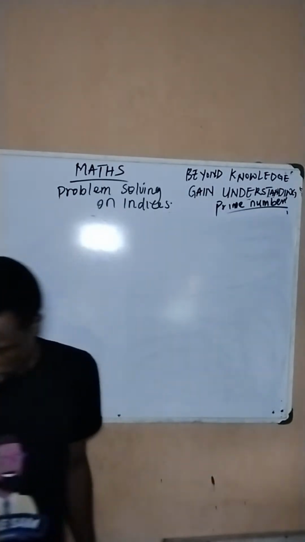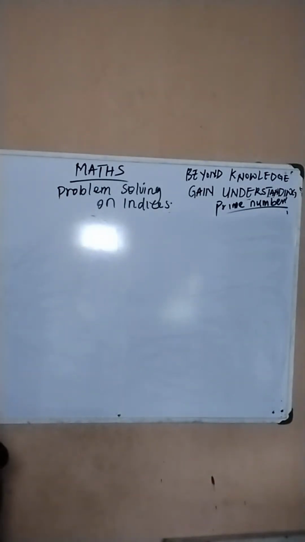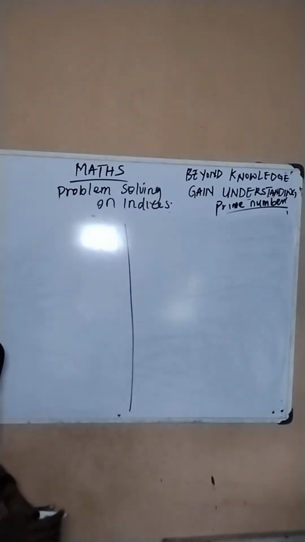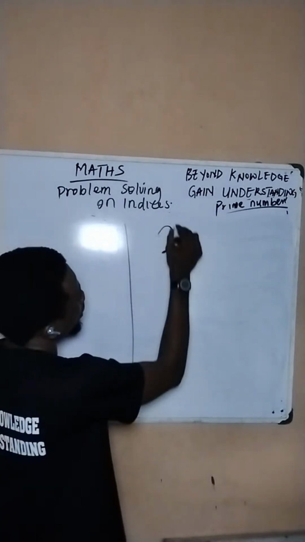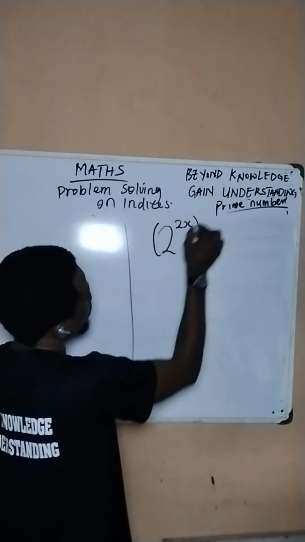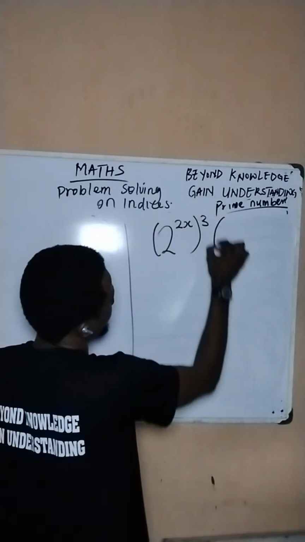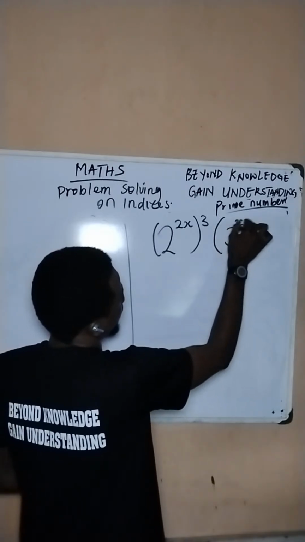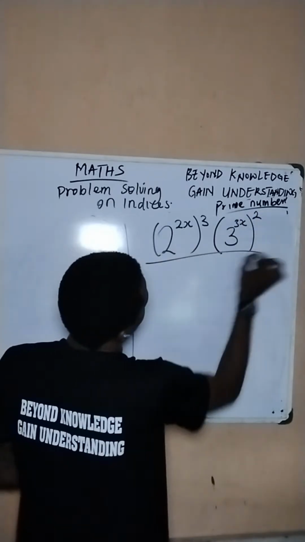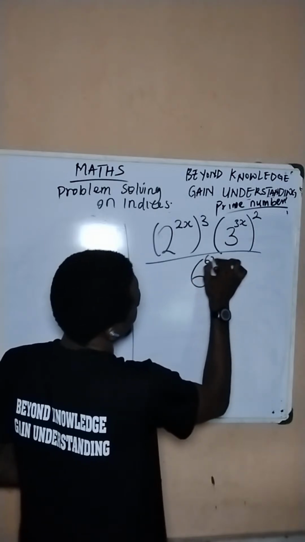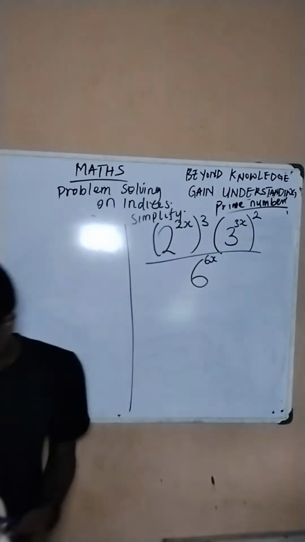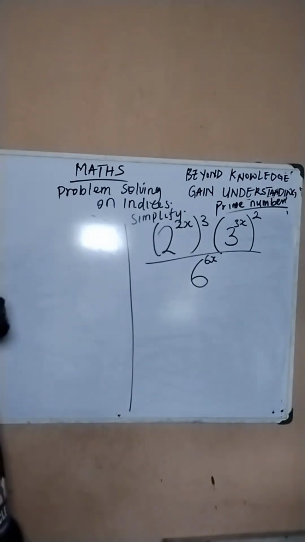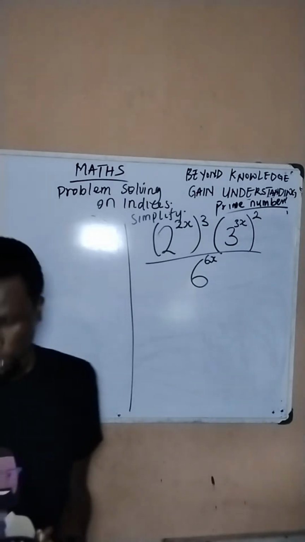Alright, so look at the question that we're going to simplify right about now. So if you have an expression of this sort, 2 to the power of 2x, close bracket 3, and I have another bracket, 3 to the power of 3x, close bracket 2, divided by 6 raised to the power of 6x. We're asked to simplify this given expression. So how do we go about simplifying this expression?